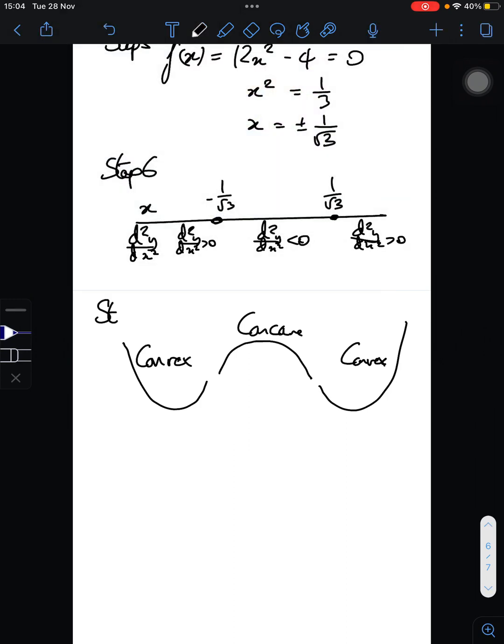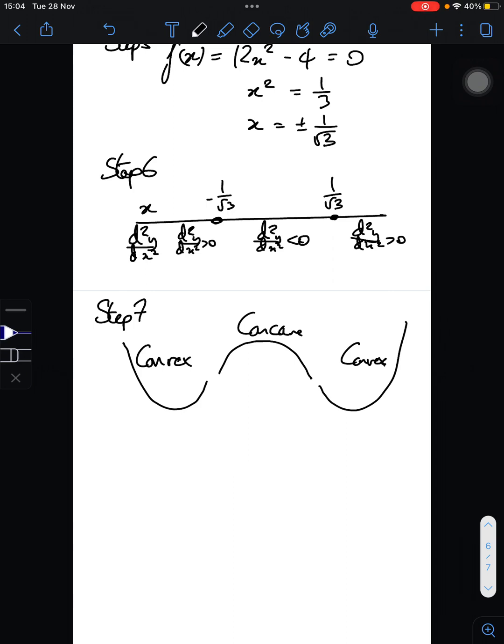So step 7. So concave, convex, concave. Or convex, concave, convex. A lot of words. And now we can really start to sketch our graph. We've kind of got the shape now, but we can start to sketch it.